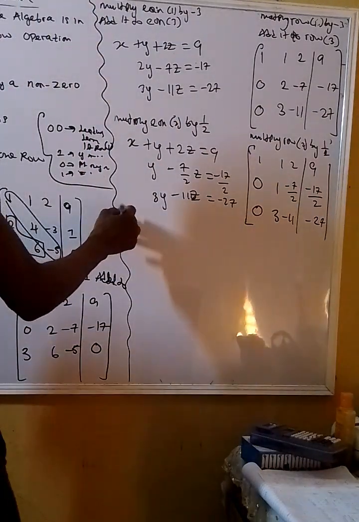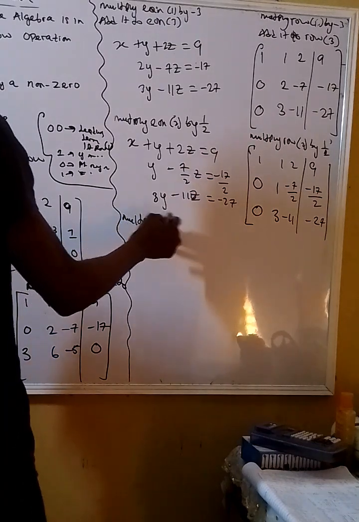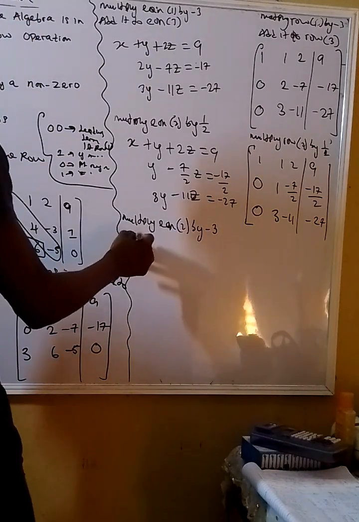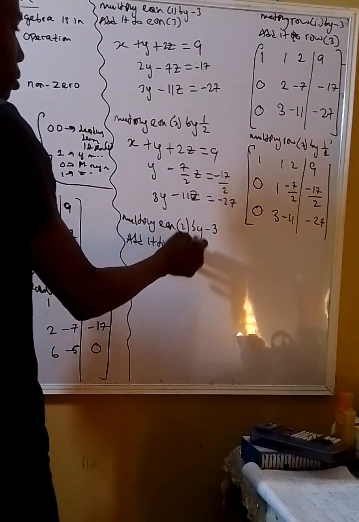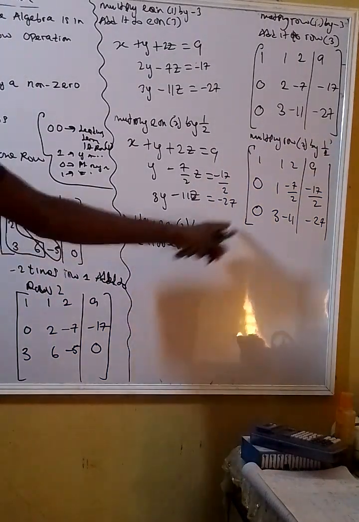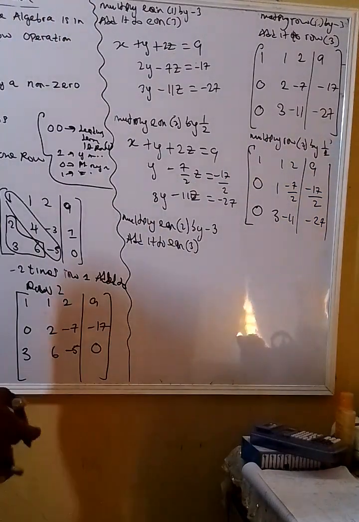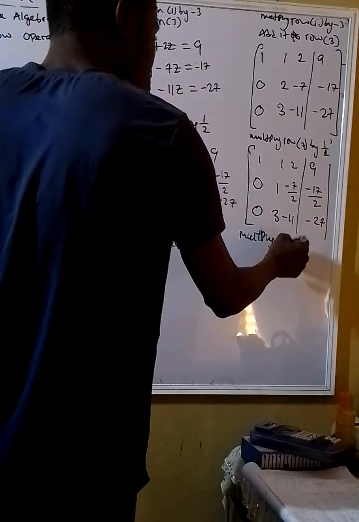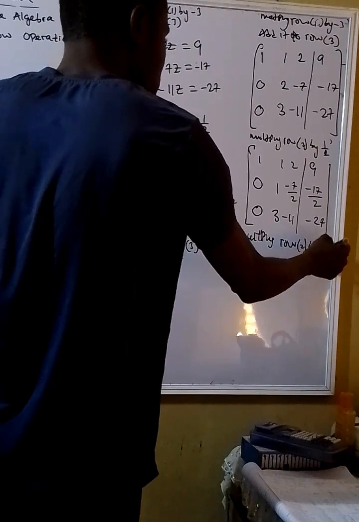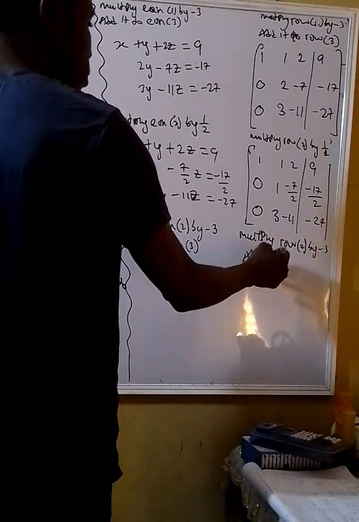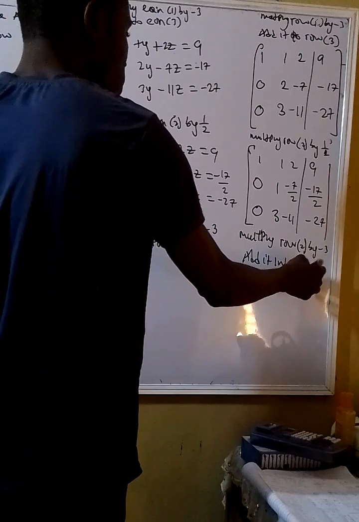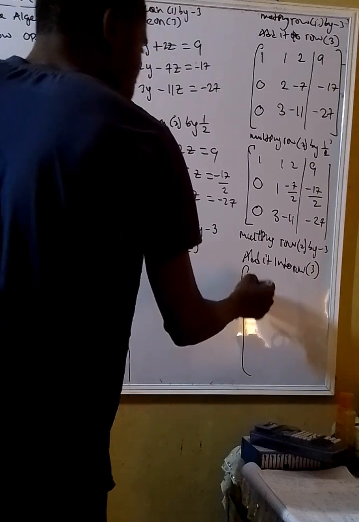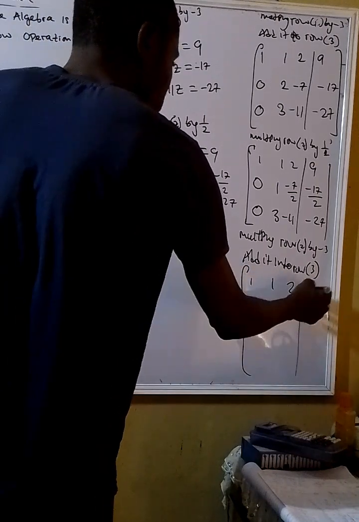Then I can say that I want to multiply equation 2 by negative 3, then add it to equation 3. Right? Multiply equation 2 by negative 3, then add it to what? Equation 3. Then I can say multiply row 2 by negative 3, then you add it into row 3. Do you get what I'm saying? So like I told you, we don't have issue with row 1. You have 1, 1, then you have 2. So we have 9, right?